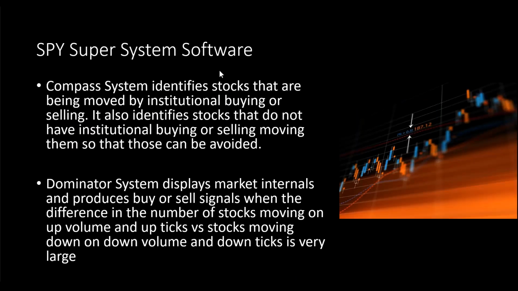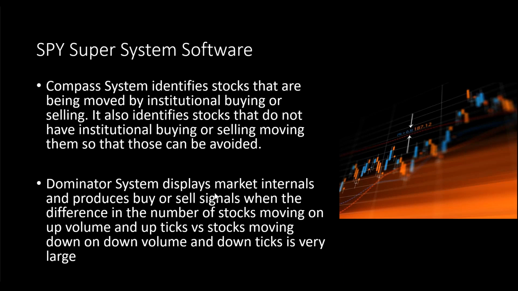So these are the two systems that I use to do this. It's the Compass system and the Dominator system, two different systems. The Compass system identifies stocks that are being moved by institutional buying or selling. And we just talked about that. That's what we look for, but we've got to know that. It also identifies stocks that do not have institutional buying or selling moving them, so those can be avoided. This is very important. We don't want to be in trades if the institutions are not in there.